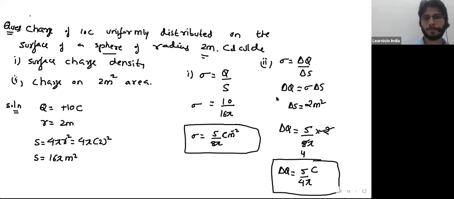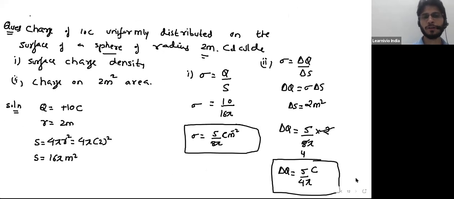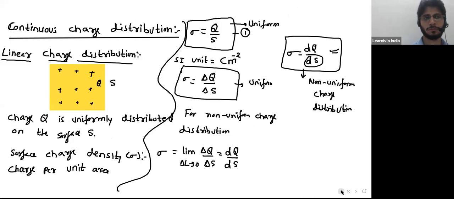Okay. Next. After surface, so everyone has written? Yes, sir. Surface, linear, the next surface, next is volume charge distribution.